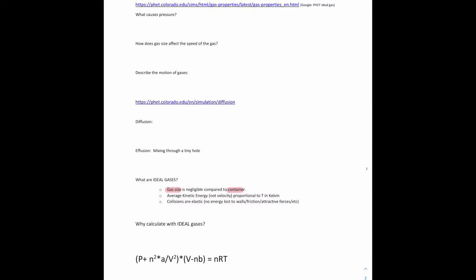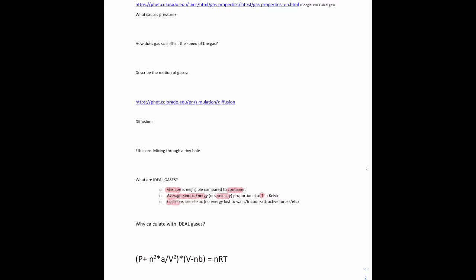Also, they have an average kinetic energy. And this is not the same thing as velocity. Velocity is how fast something's traveling. Kinetic energy takes into consideration the temperature. It's proportional to the temperature in Kelvin. So it's not exactly the same thing. But we do know that as you increase the temperature of a gas, it becomes more and more pressurized. And that's related to the molecular theory of gases.